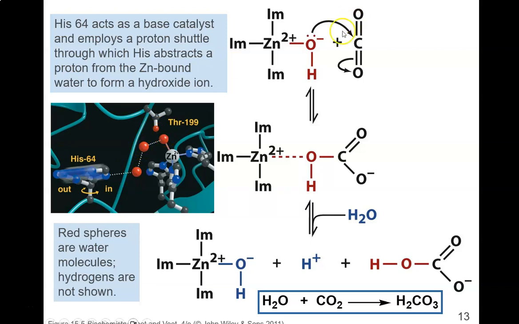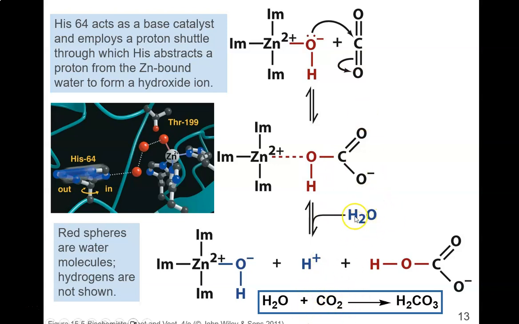So you end up with, if you look over here at the top, zinc bonded to an OH minus. And this IM stands for imidazole, and that's the name of those 3 histidine rings. So first step, the OH minus acts as a nucleophile, nucleophilically attacking the carbon on the CO2. And that's the CO2, our first substrate.